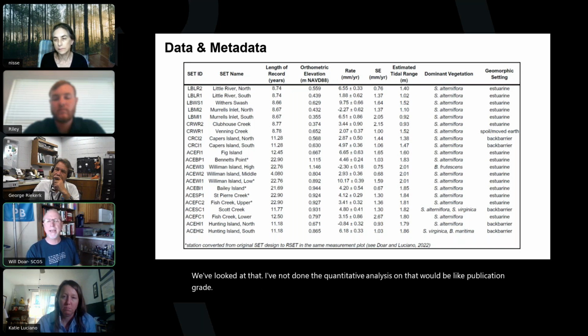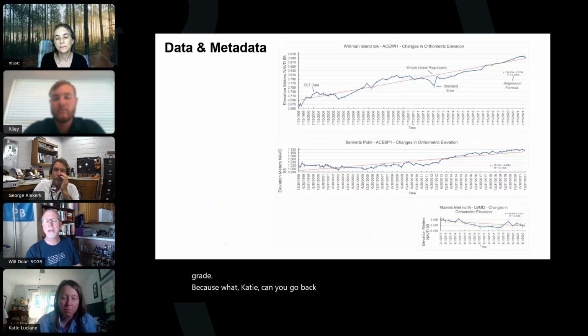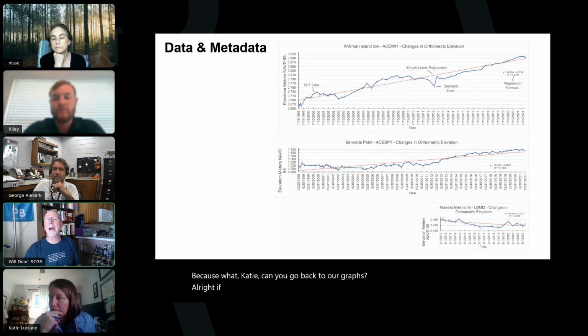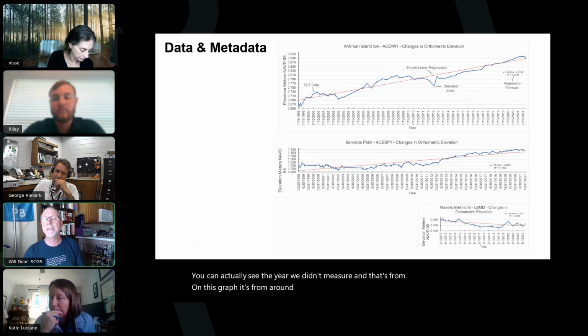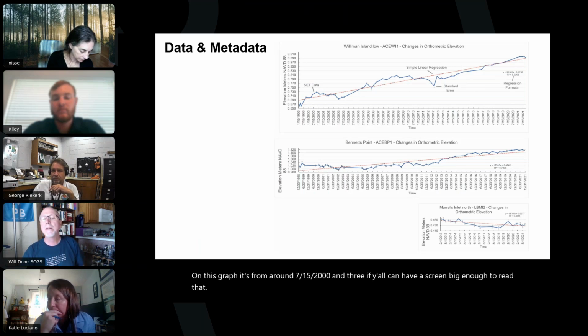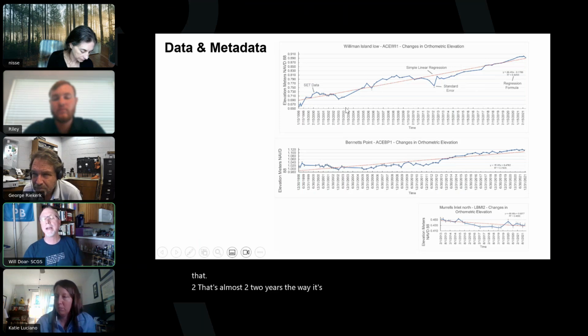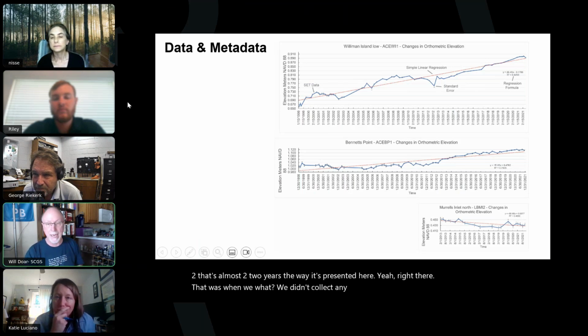Because what, Katie, can you go back to our graphs? All right. If you look at the upper graph on this, you can actually see the year we didn't measure, and that's from, on this graph, around 7/15/2003. If y'all can have a screen big enough to read that. That's almost two years the way it's presented here. Yeah, right there. That was when we didn't collect any data because we never went out.